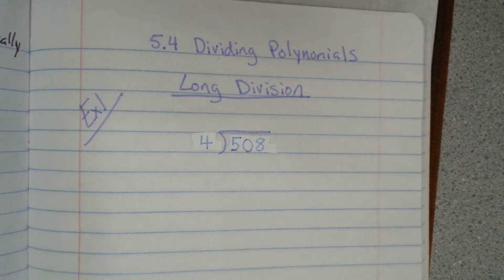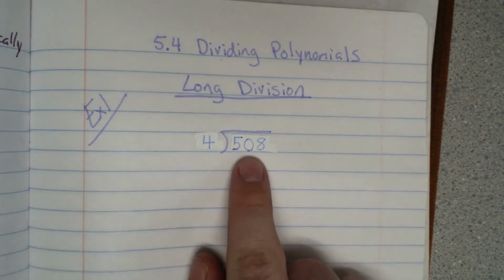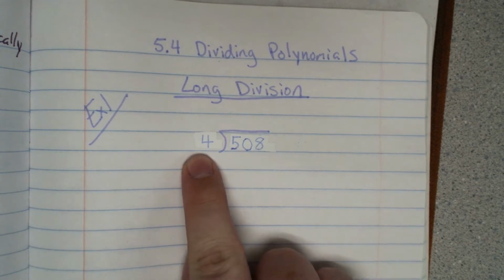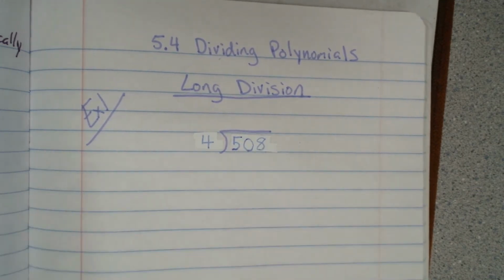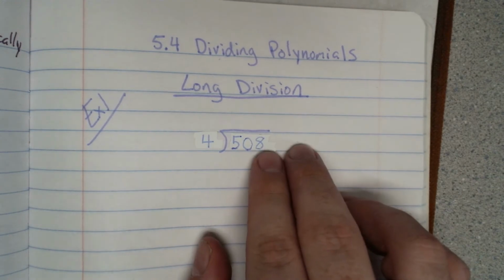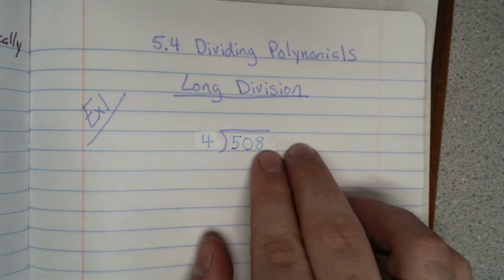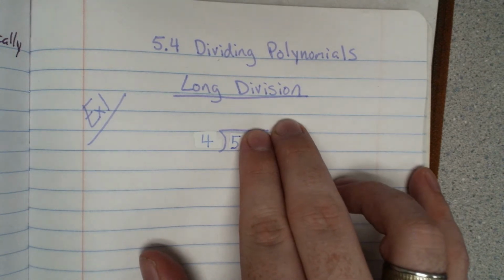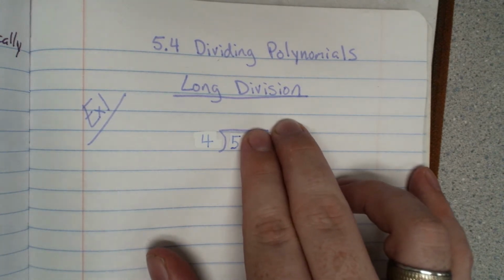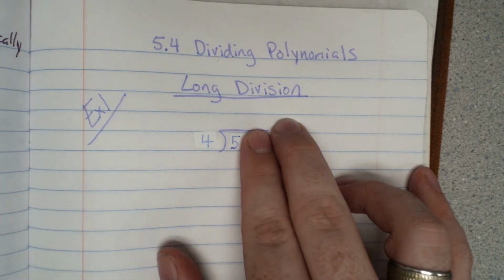In my first example here, we're going to do 508 divided by 4. That's asking how many times will 4 go into 508? Well, we might not know that off the top of our head, so we're going to use long division to figure that out. Instead of asking for this whole big number, 508, we're going to start just here. How many times will 4 go into 5? It won't go in evenly, but 4 will go into 5 one time.